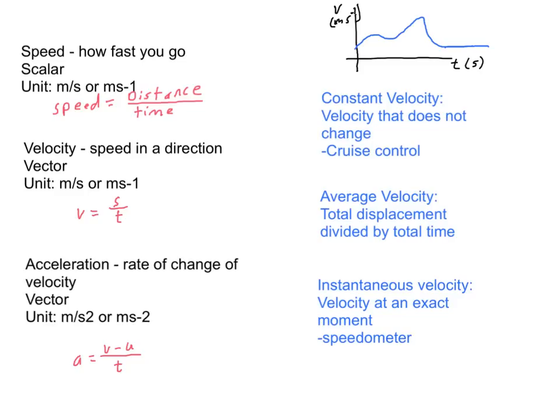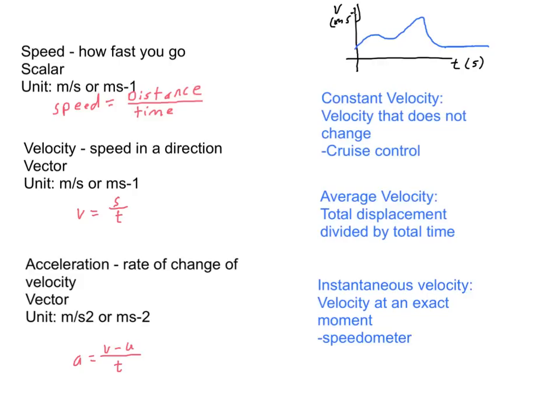A few more definitions here for you. Speed. Speed is a scalar. I think that's pretty self-explanatory. You've been using this in your everyday life for a good while now. It's how fast you're going, but it's a scalar. It's just a number. It has units of meters per second. Now, speed is a distance divided by a time, or the rate of change of position.